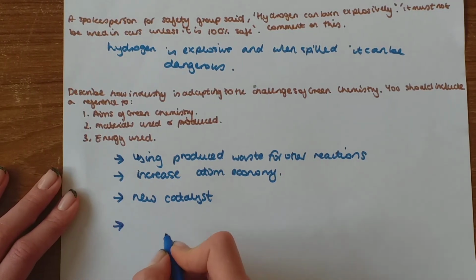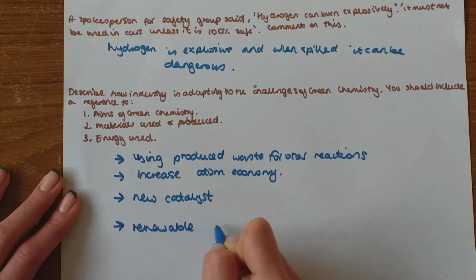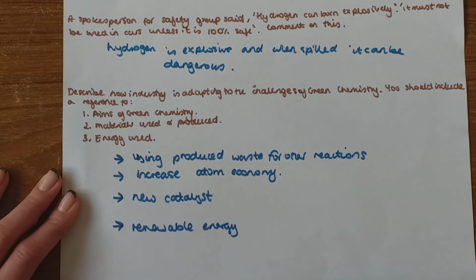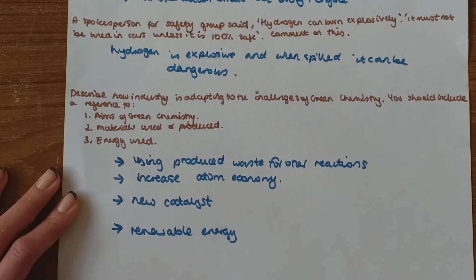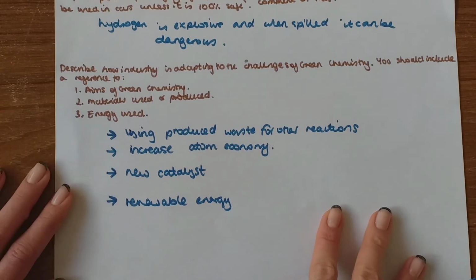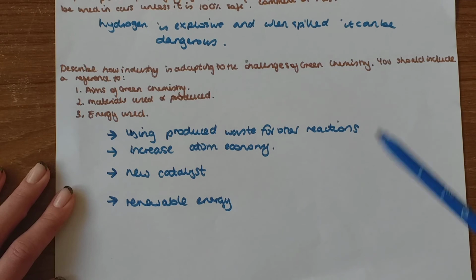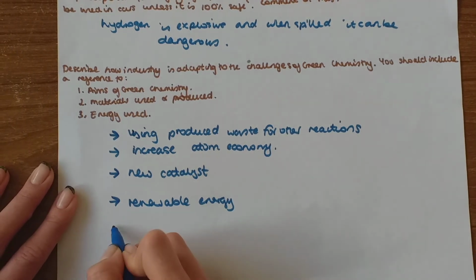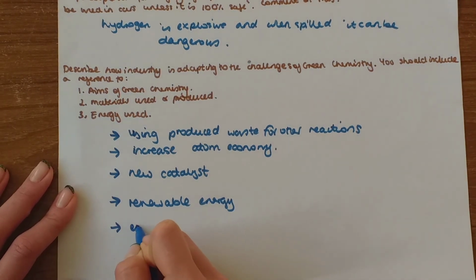The next thing we are all trying to do is use renewable energy. As you know, renewable energy like sun or wind or waves is never going to be used up. We're always going to have sun, we're always going to have wind, and so forth. So they're trying to use that renewable energy instead of using fossil fuels and creating more and more carbon dioxide. And the next thing I came up with was energy efficiency.